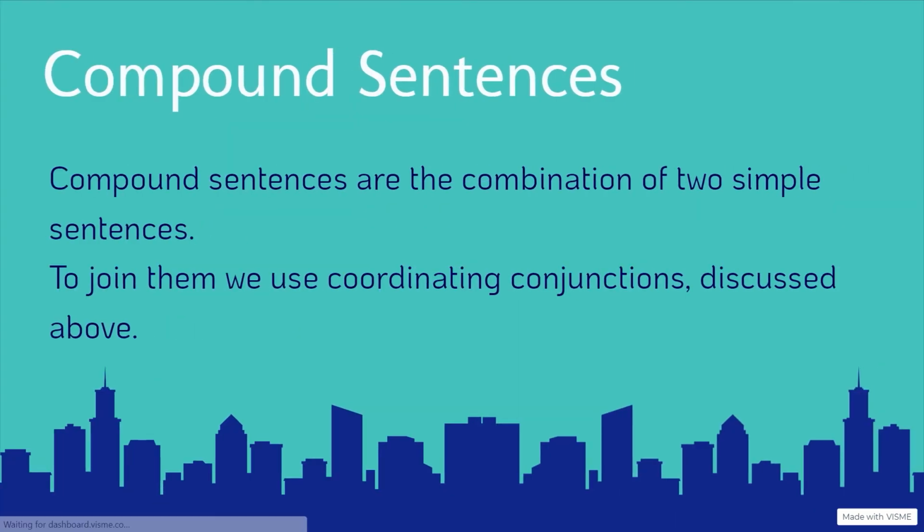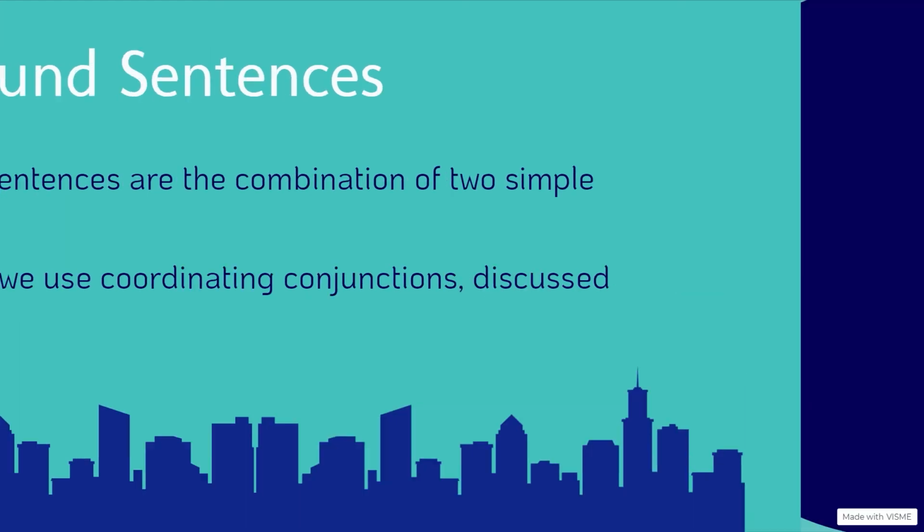So this was all about compound sentences. Compound sentences are the combination of two simple sentences. So again, for understanding, you have to focus on the thing. When two simple sentences are joined, it becomes a compound sentence, and in the middle of the sentence or at the beginning we can also do that. So we use coordinating conjunctions in order to join two simple sentences.